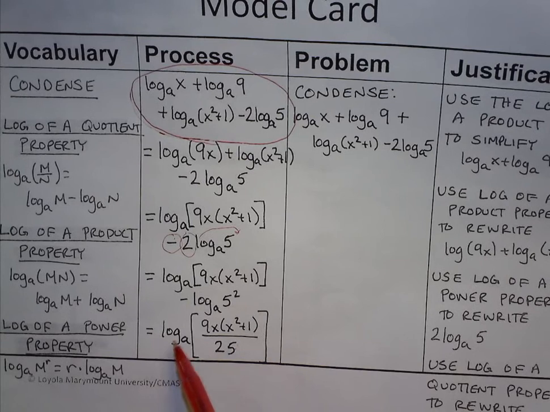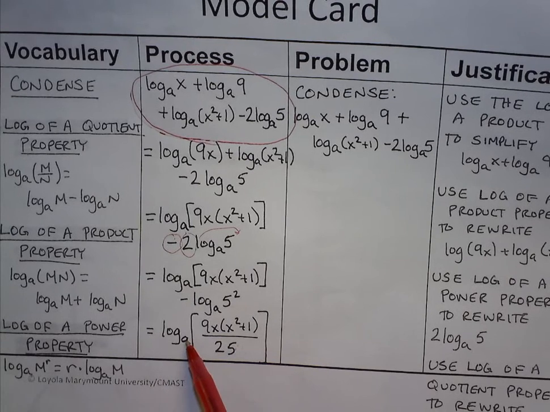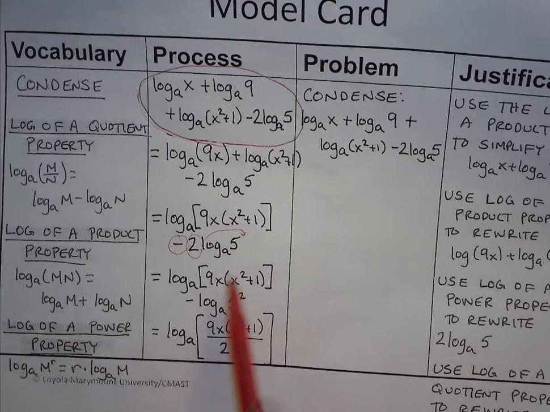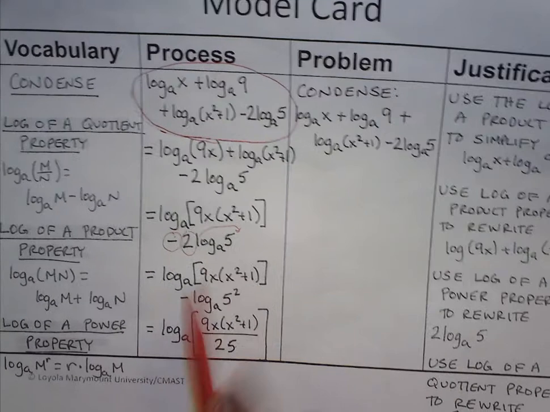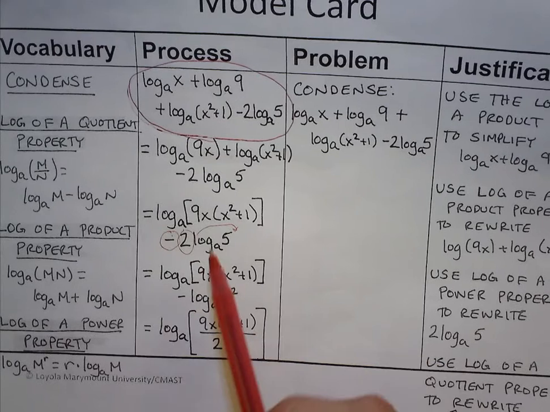You should always just have one log in your answer. If we're condensing, that means you should only have one log. I should never see more than one log in your answer if I'm condensing to one.